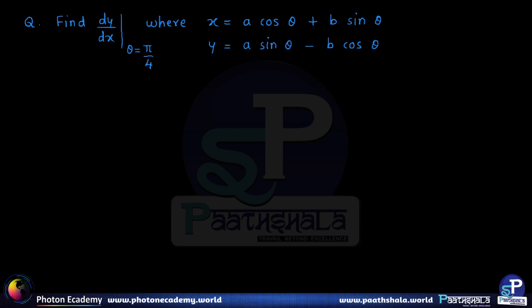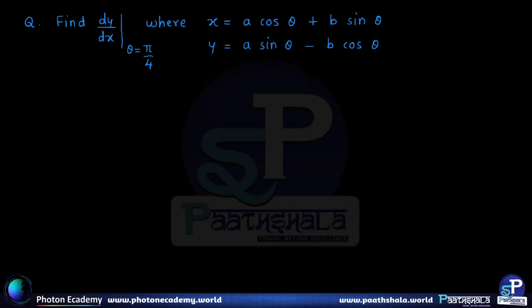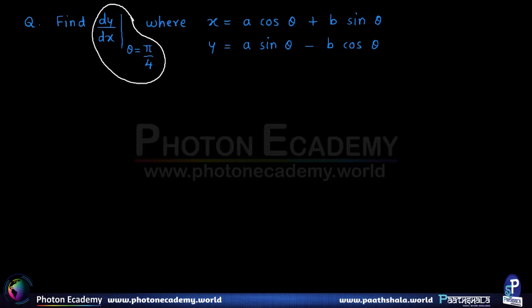Now this is a slightly different variety. Find dy by dx at theta equal to pi by 4 where x and y are given as shown here. So x is a cos theta plus b sin theta and y is a sin theta minus b cos theta. So the meaning of this particular expression, that is dy by dx at theta equal to pi by 4, means that first we have to find dy by dx in terms of theta, and then in that replace theta with pi by 4 to evaluate the actual value.